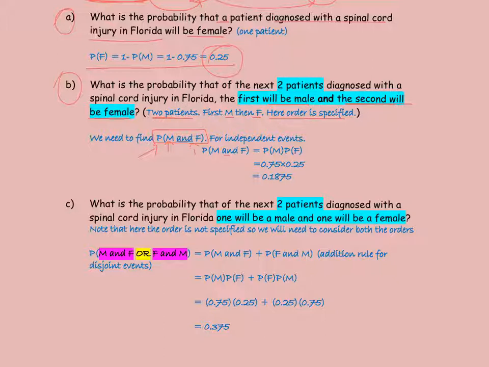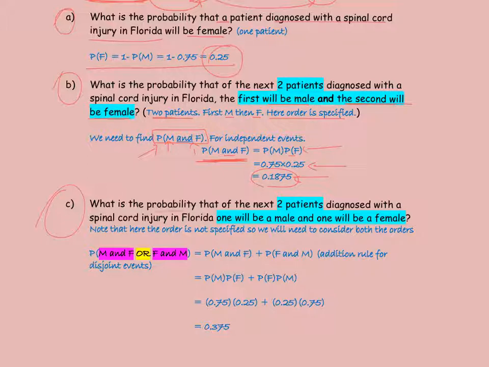So the word and goes with the multiplication rule, and we've discussed that from one trial to another, the events are independent, so we simply multiply the two probabilities. The probability of the first event times the probability of the second event. We have the probabilities, we just multiply it, use our calculator, and that gives us the final answer. The important thing is to be able to write down your probability event carefully and then use the correct formula based on the chart that I have given you. Now let's look at problem C.